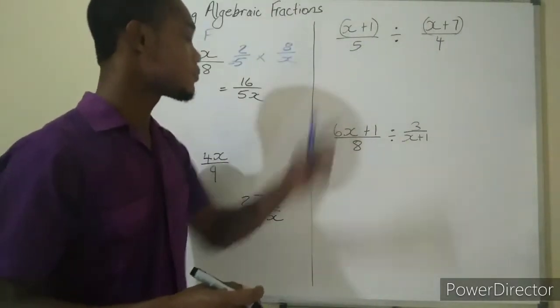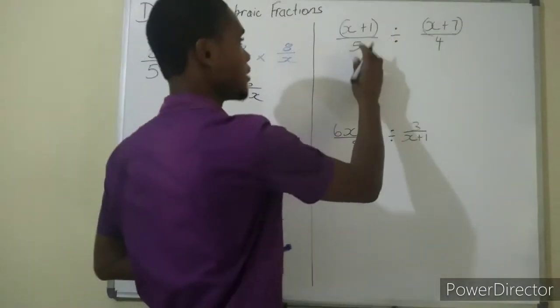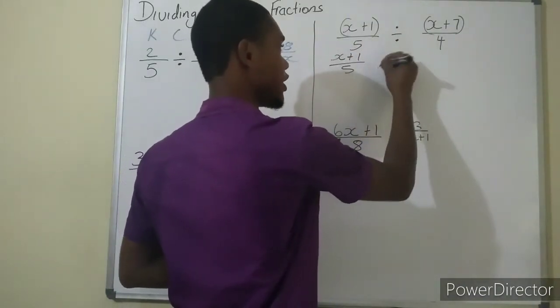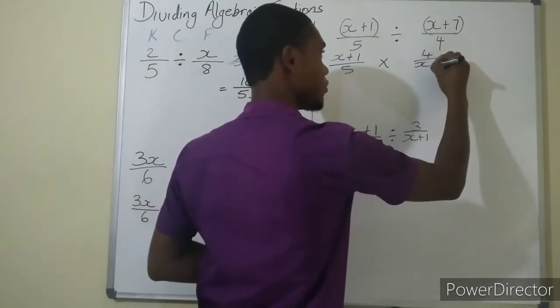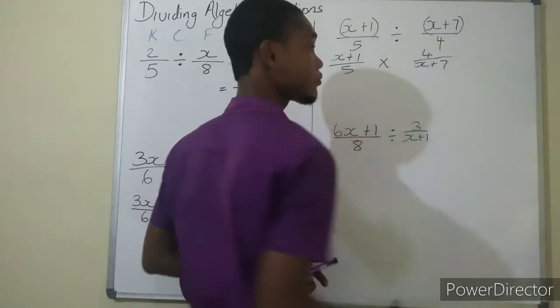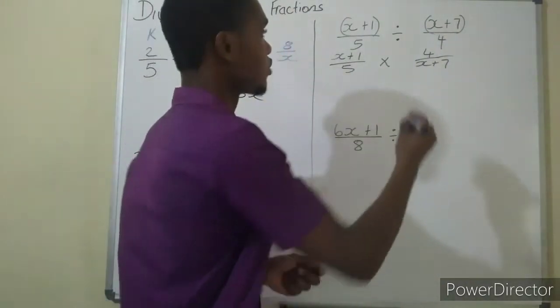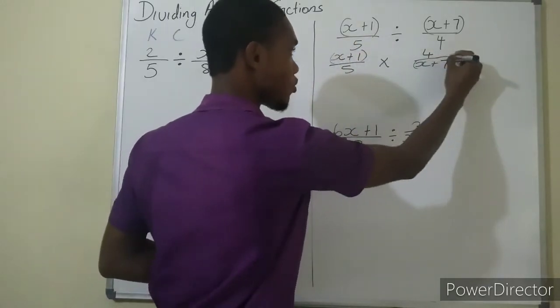Now, this procedure is the same thing. So keep the x plus 1 over 5, change, flip. So that's 4 over x plus 7. When you get to this part, remember the distributive property. So it will be 4 times both of these and 5 times both of those.